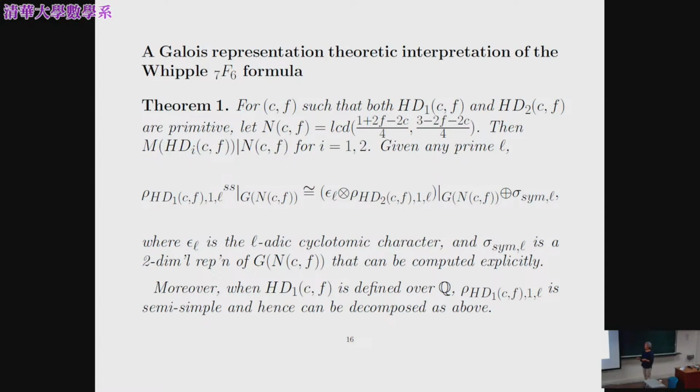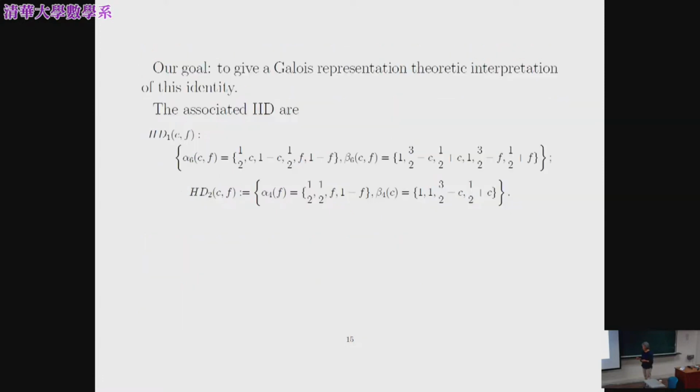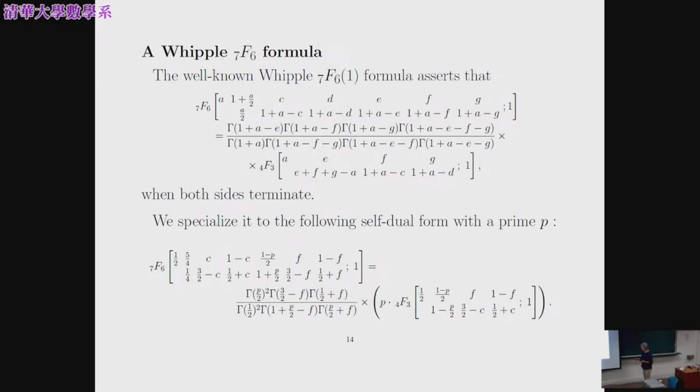So once again, the complex side is the identity: the 7F6 special value related to the 4F3 special value. From the representation point of view, the representation associated to the second piece is a piece of the representation associated to the first datum.